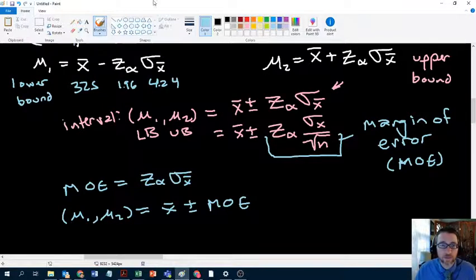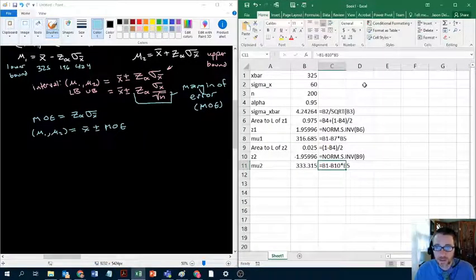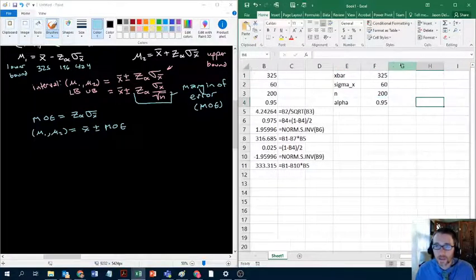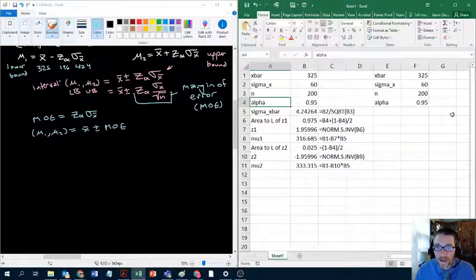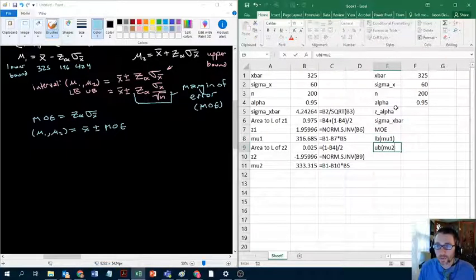Well, now when I go back to the problem that we did before, last time, you can see I still have these numbers up here. What I can do now, let's imagine that I just opened the envelope and I found these 4 values that were in the envelope. Now what I need is my z alpha, and I need my sigma x bar, and then I need my margin of error, and then I can find my lower bound mu1 and my upper bound, or mu2.